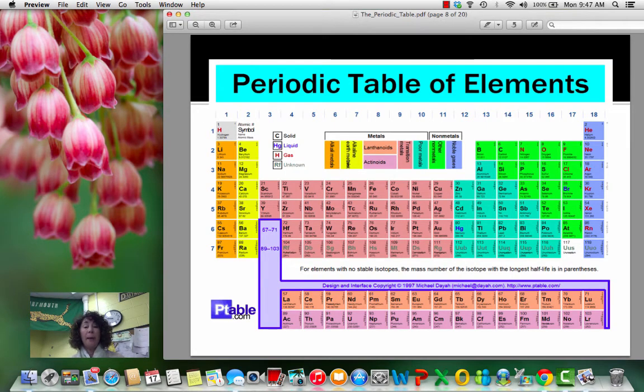And so here we have our periodic table. And I know it looks a little funny, but there is actually a reason or a method to all that madness, and we're going to talk a little bit about that.